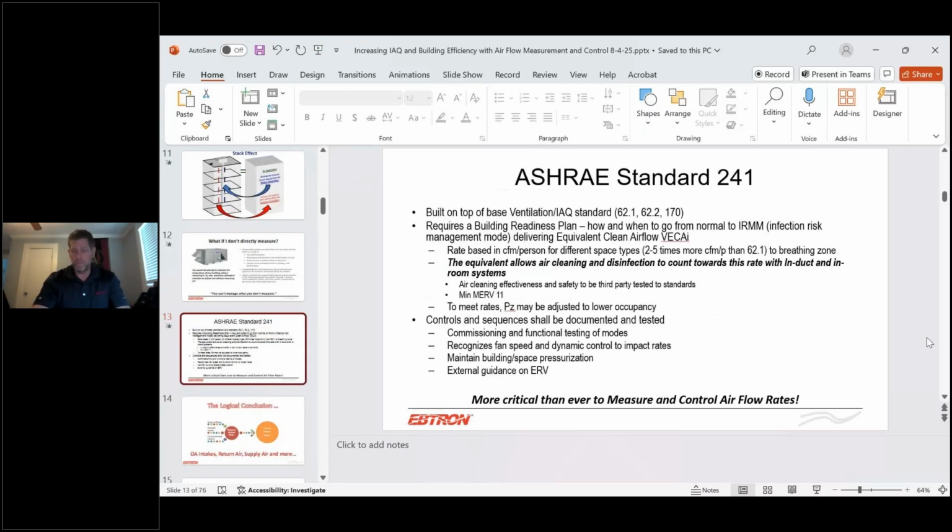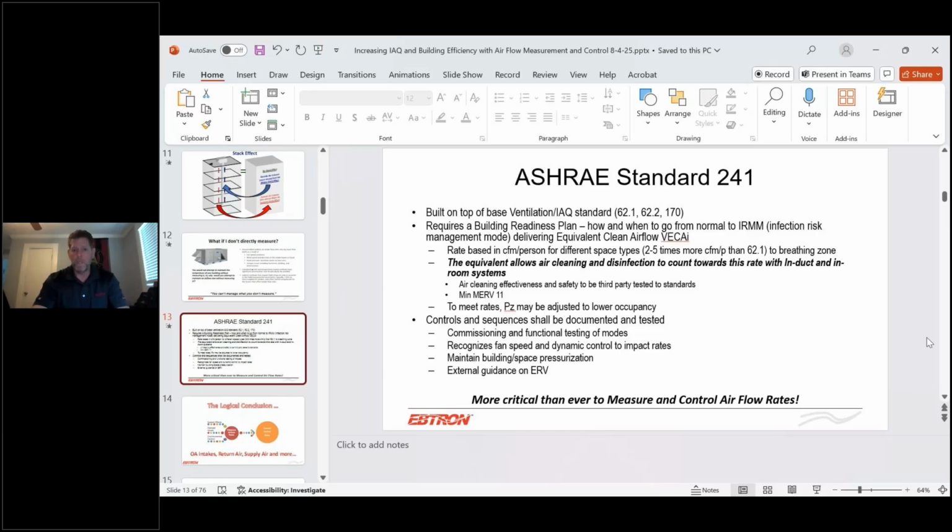Really quick, I'm going to cover one other issue here. ASHRAE standard 241 is a standard that recently came out. It's built on top of the IAQ procedure for the ASHRAE 62.1. Talks about a building readiness plan in case there's another infection risk management mode, another pandemic type of event.